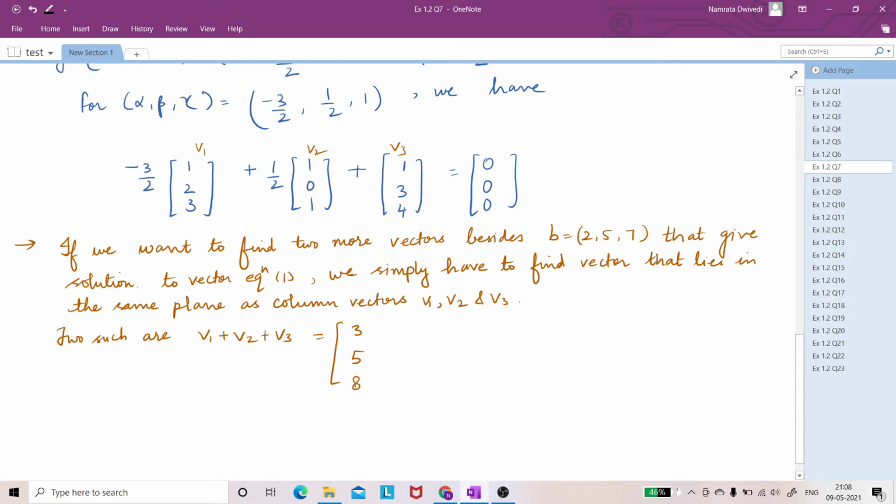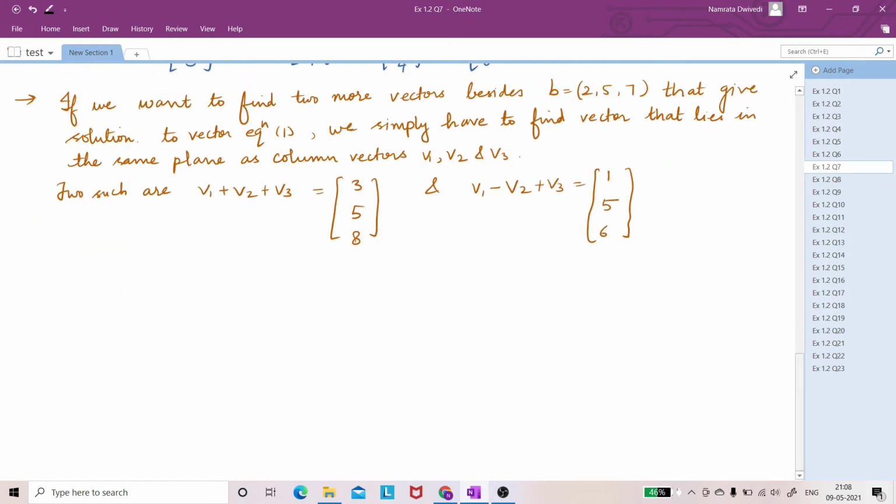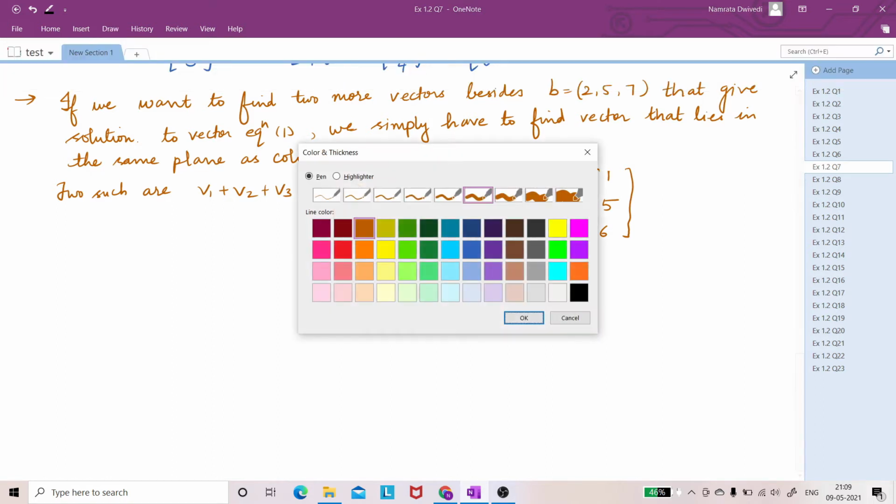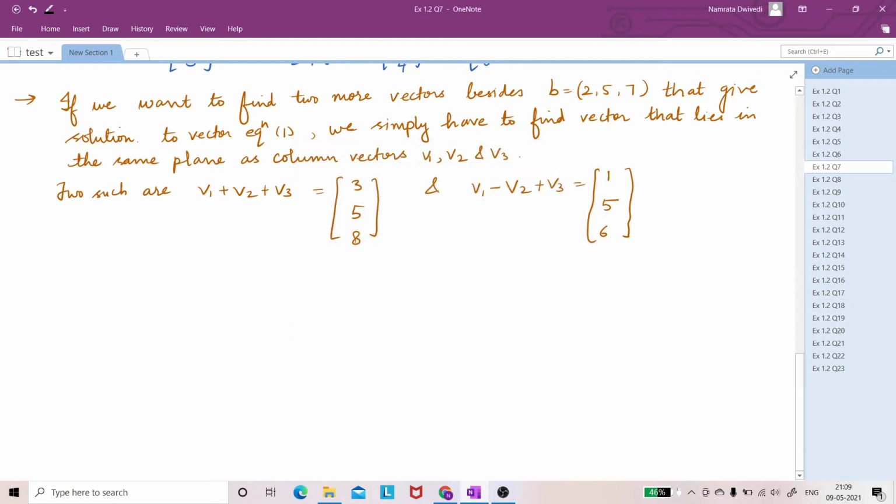And similarly v1 minus v2 plus v3. So tell me after calculating, or you can pause the video to calculate this. So the solution is 1, 5, 6. Okay, so we have got this part. Now comes the next part. So this is a lengthy question. Be prepared to write a lot.